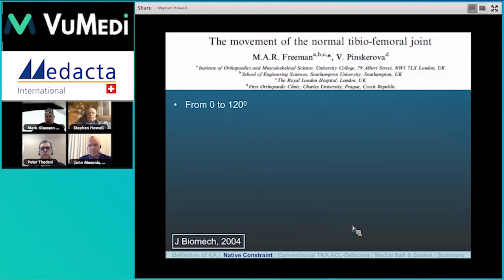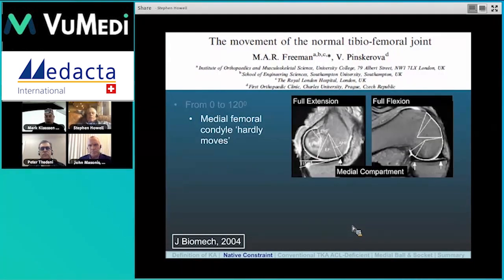Now, if we go to Freeman's paper, they elegantly showed back in 2004 that from 0 to 120 degrees, the medial femoral condyle hardly moves from full extension to full flexion. So here's the same pose medially. We've drawn a bisector of the medial compartment of the medial tibia. We best fit our ball or our circle with the center, and in full extension you can see it's centered on the bisection of the medial compartment. In deep flexion, it's the same position.